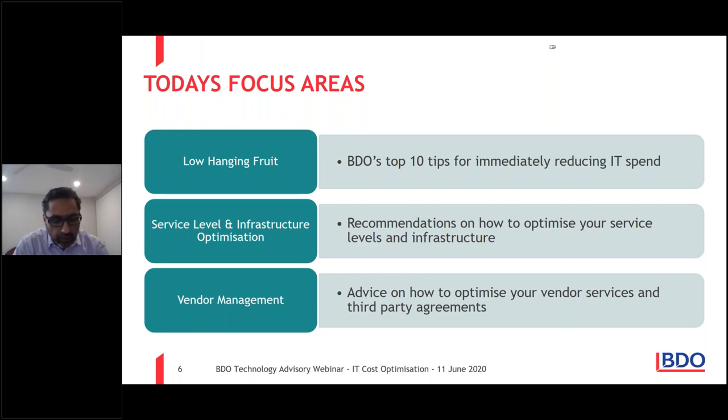With that mindset and approach towards optimization, what we wanted to focus on today are those three areas. What are the low hanging fruits in IT? We will talk about the top 10 tips that you could consider. The next one is around service level and infrastructure optimization. And then the third one is around vendor management. After each one of these topics, we will pause and invite questions. But as I'm going through these topics, if there are questions, please make a note of them and we will pick up during the pauses between these sessions.